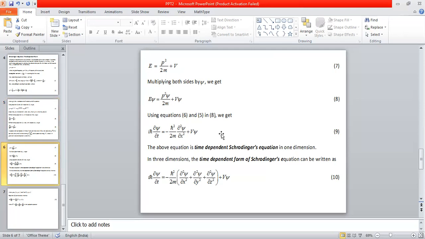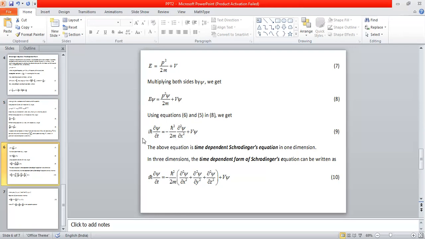And once we substitute, we end up with this equation. i h cross dou psi by dou t is equal to minus h cross square divided by 2m dou square psi divided by dou x square plus V of psi. This is the equation we have got after substituting the expression for E and the expression for p in equation 8. Therefore, we end up with a differential equation.